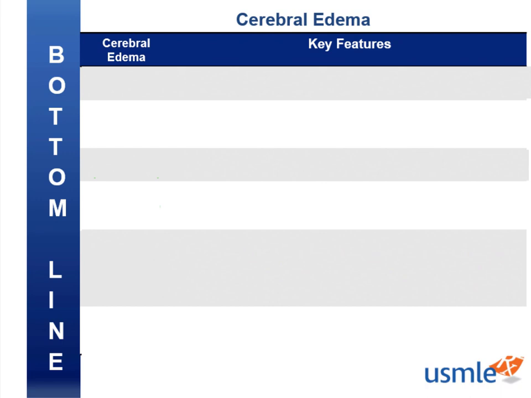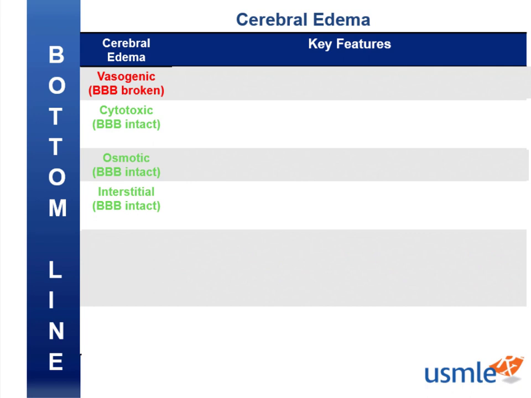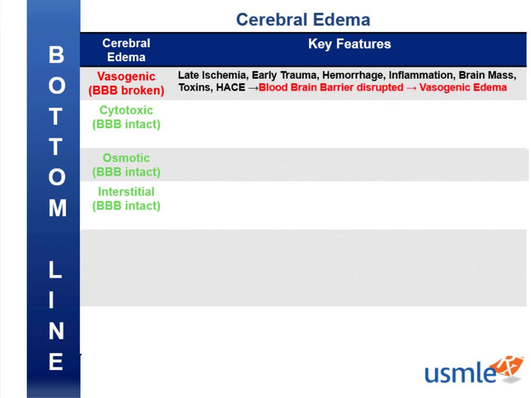Cerebral edema refers to swelling in the parenchyma of the brain and has 4 subtypes. Overall, cytotoxic, osmotic, and interstitial causes of cerebral edema all leave the blood-brain barrier intact, and as such are colored in green. Vasogenic edema is in red because it is caused by disruption of the blood-brain barrier, such as from the late phase of ischemia, early phase of trauma, hemorrhage, inflammation, brain masses, toxins such as lead, and HACE, or high-altitude cerebral edema.